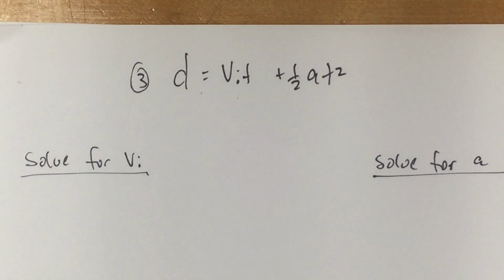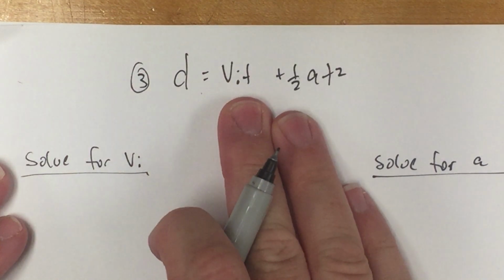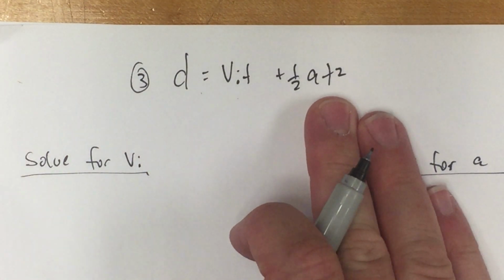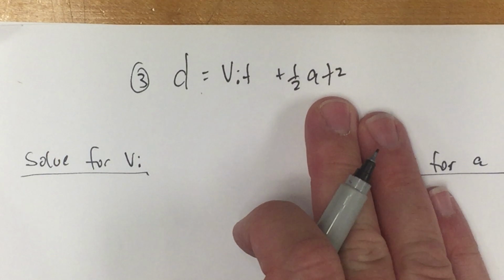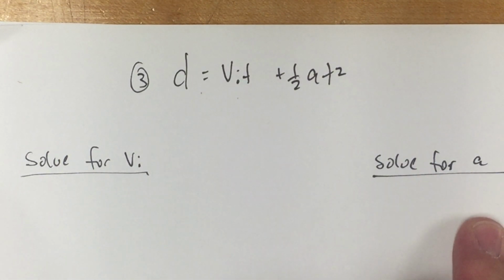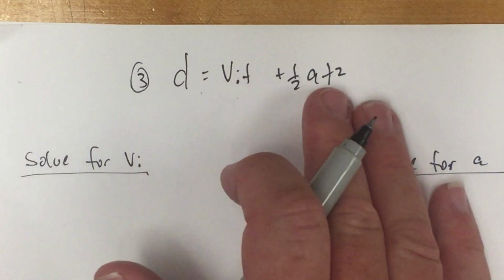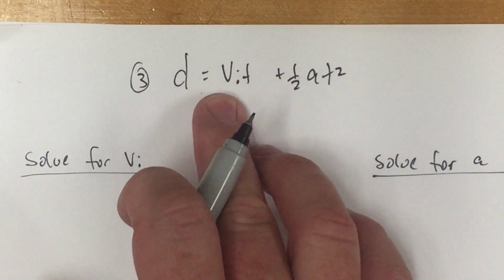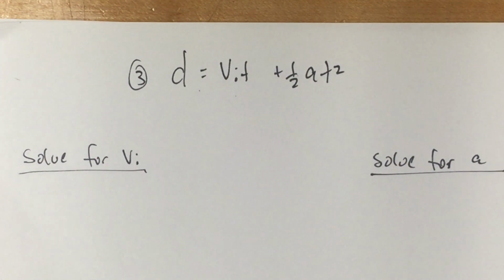This equation has some different pieces to it. We have d equals VIT plus 1/2 AT squared. Sometimes you'll need to solve for VI, sometimes for A, and sometimes for T, but when we solve for T, either VI or A will be 0, so I'll walk you through both of them.